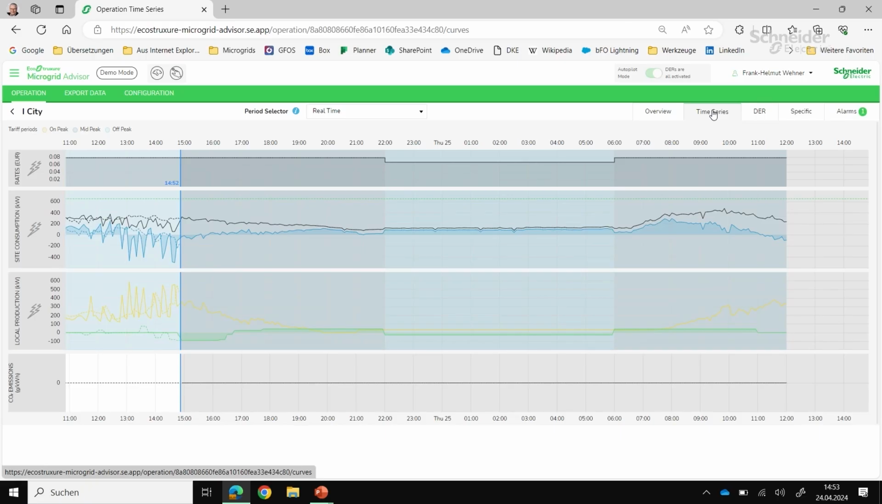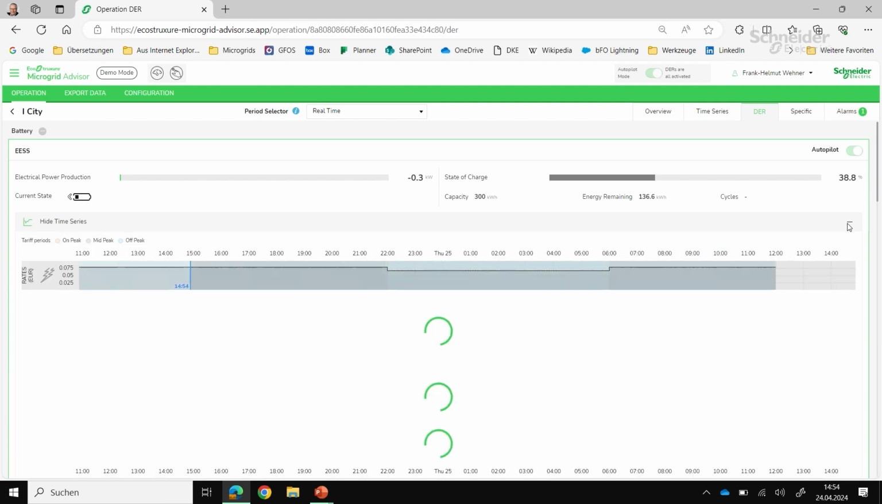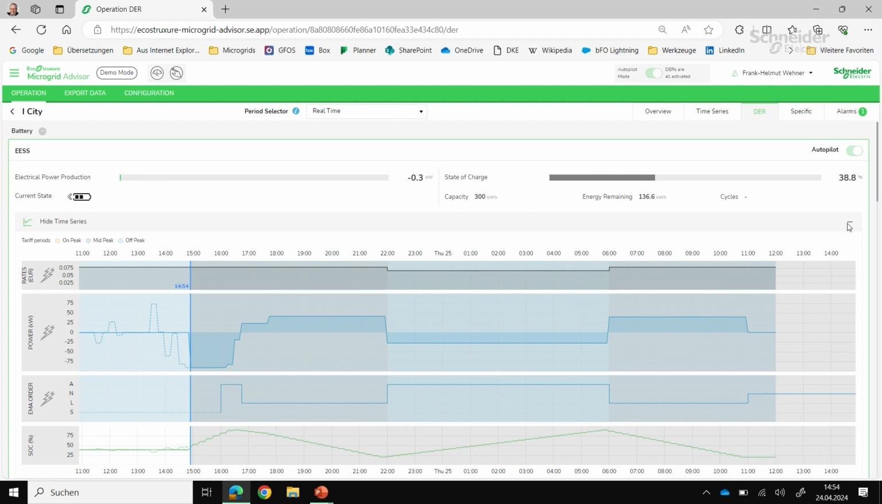So what you see here is the picture of the complete site. But we can have a look at each individual decentralized energy resource as well. So for example, we could have a look at the battery storage. Here we see what is the current state, and if we click here, we can also see the time series for that. When we plan to charge, when we plan to discharge, what will be the state of charge of the battery storage.